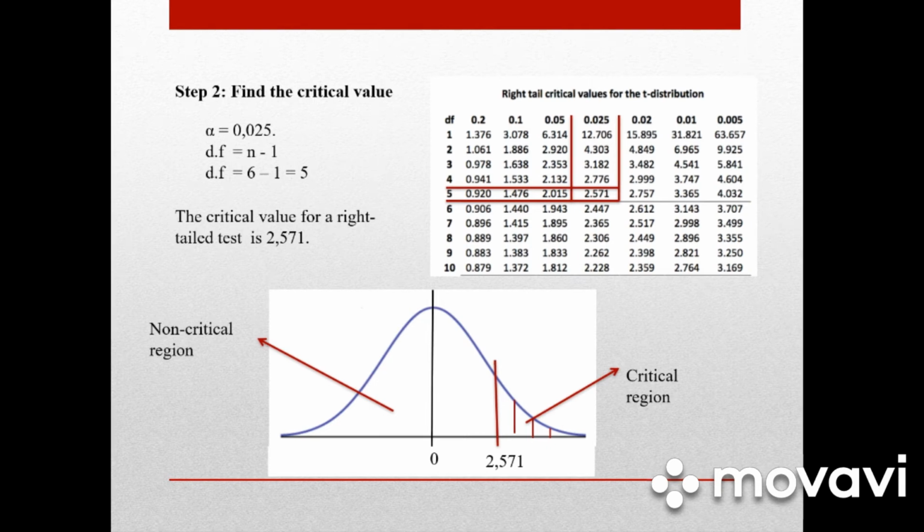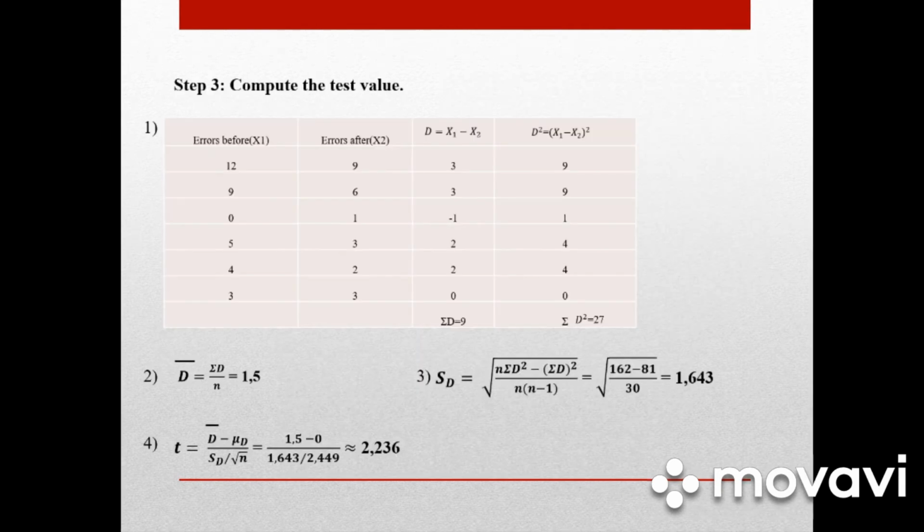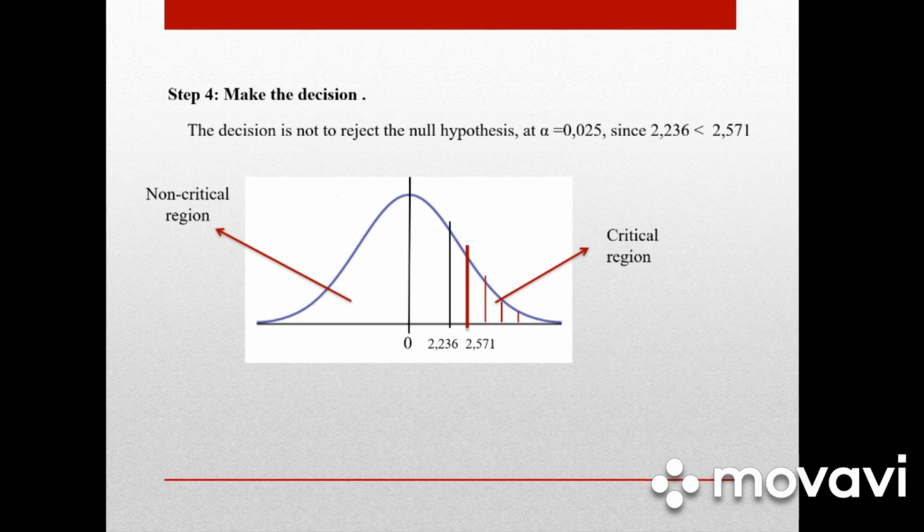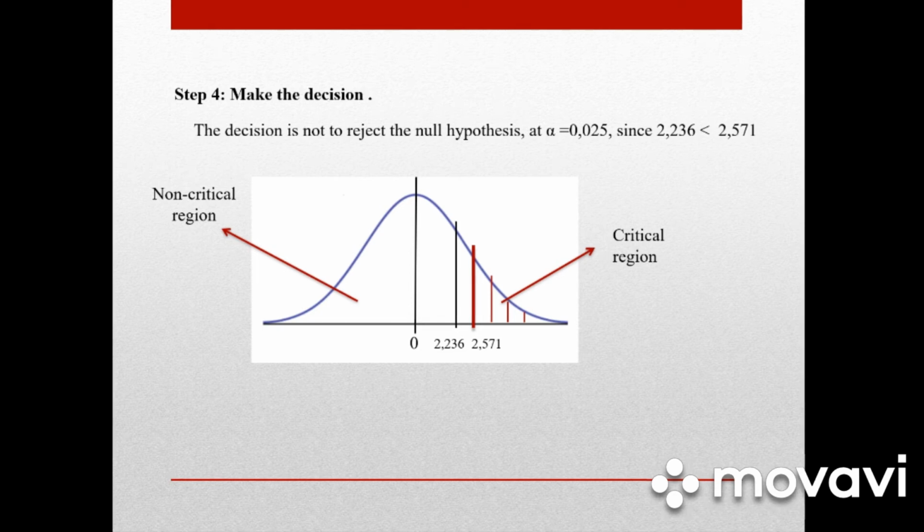2.571. To compute the test value, it's easier to make the table in such a way, and following the steps of finding the test value, we will find the mean of differences, standard deviation, and test value, which is equal to approximately 2.236. The decision is not to reject the null hypothesis at 0.025 significance level, since our test value was less than the critical value, and it has fallen in the non-critical region.